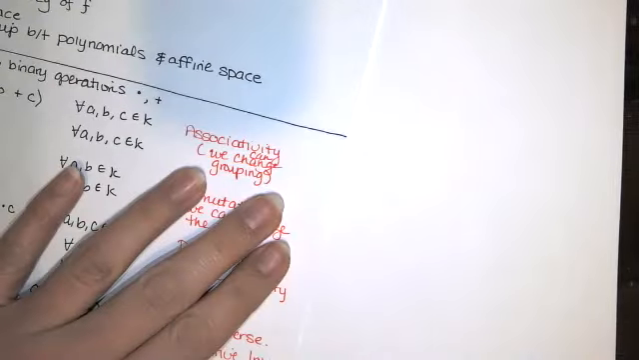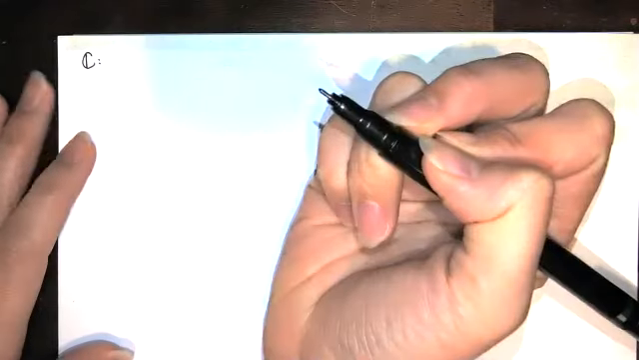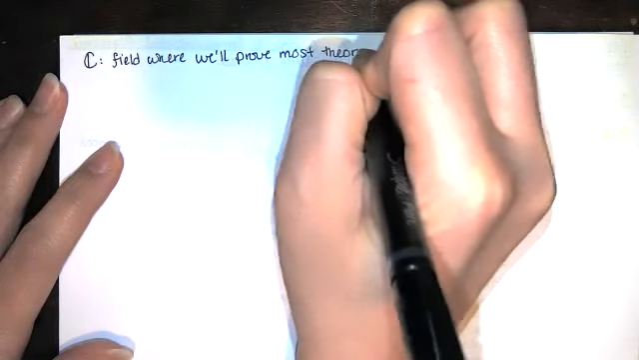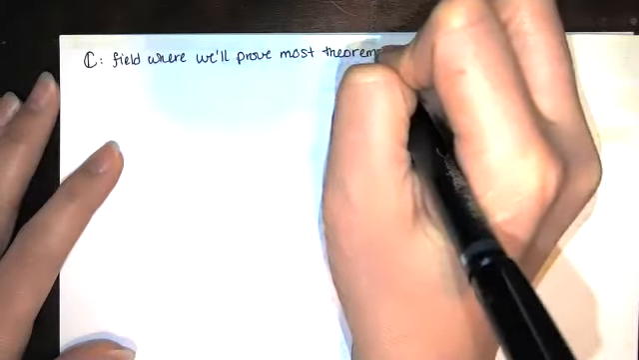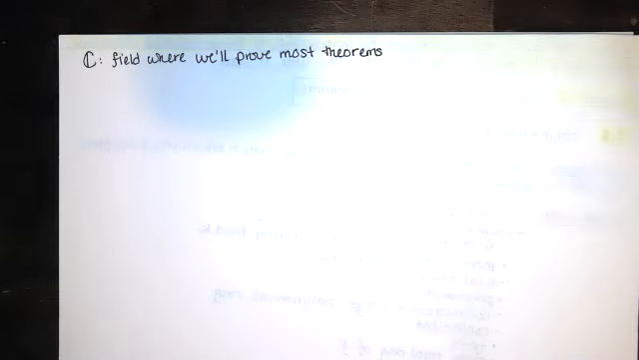And then another important field is the field of complex numbers. If you studied calculus, you worked mostly with the real numbers. But if you study mathematics for very long, you're going to work in the complex numbers more often than you're going to work in the real numbers. This is the field where we tend to prove most of our theorems, because the complex numbers have some really nice properties that the real numbers don't necessarily have.